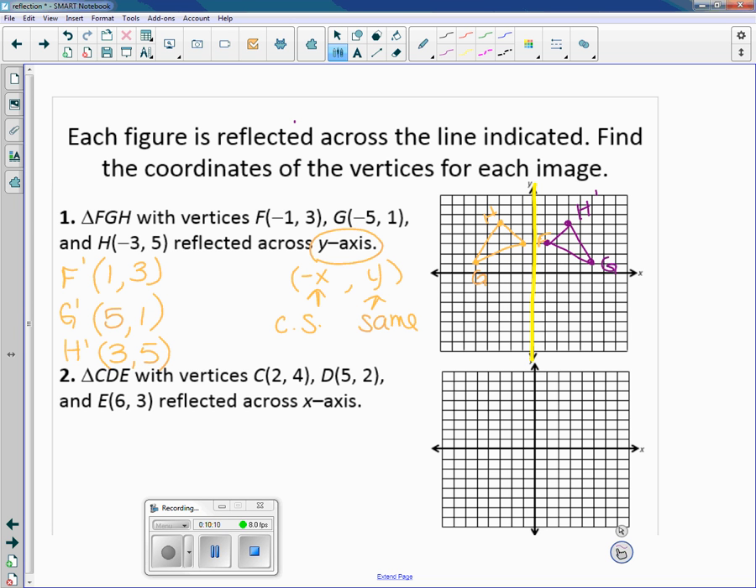F is at 1, 3. That's exactly what I got here. G is at 5, 1. That's exactly what I got here. And H is at 3, 5. Exactly what I got here.